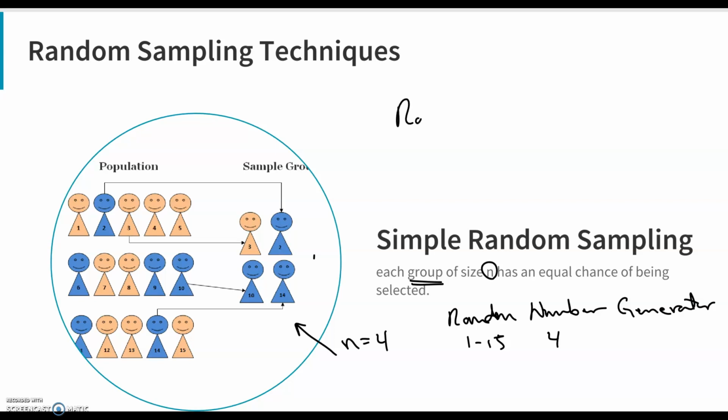Now, if it was just random sampling, then that is each person has an equal chance of being selected. So random sampling, each person; simple random sampling, each group of size, whatever you choose.